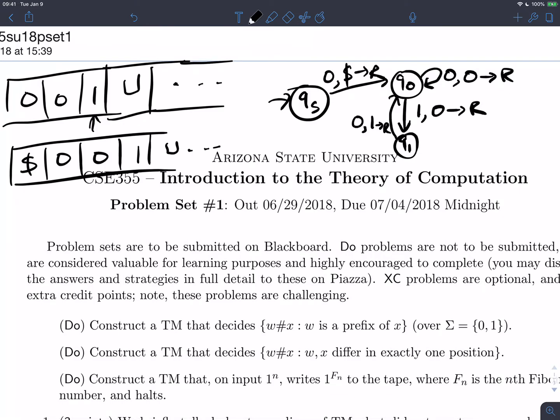So let's see. If we're here, and I'm looking at this 0 right here, what this diagram tells me to do is, I see a 0, I'm going to write a $ sign down and move right. So I'm not going to do any intuition here. I'm just going to follow the diagram. But now I'm at Q0. It says, if you saw a 0, write a 0 and move right. And so that's what we're going to do. We're going to write a 0, so it didn't actually change, and move right.